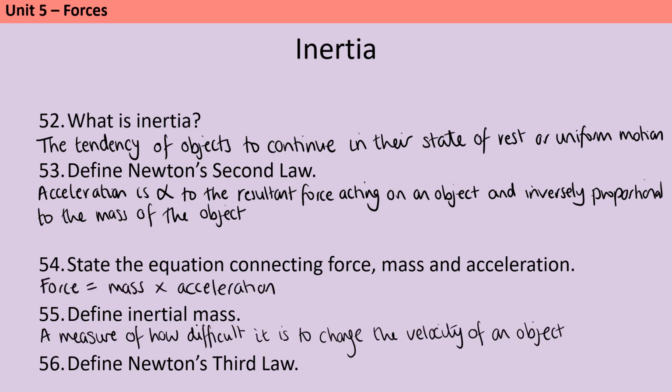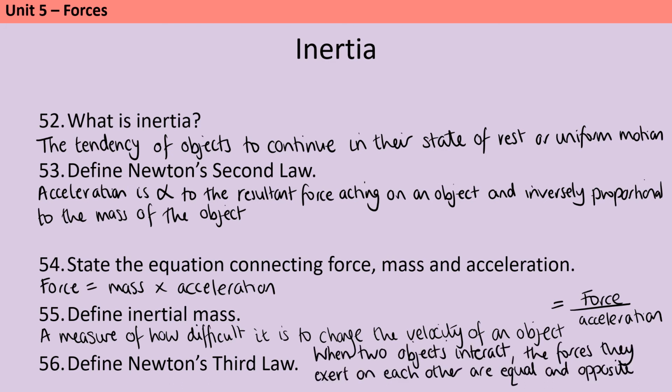Inertial mass is a measure of how difficult it is to change the velocity of an object, and it can be found as a ratio of force divided by acceleration. And then Newton's third law is the idea that when two objects interact, the forces they exert on each other are equal and opposite.